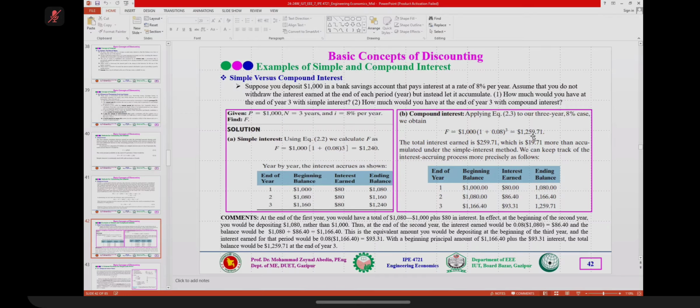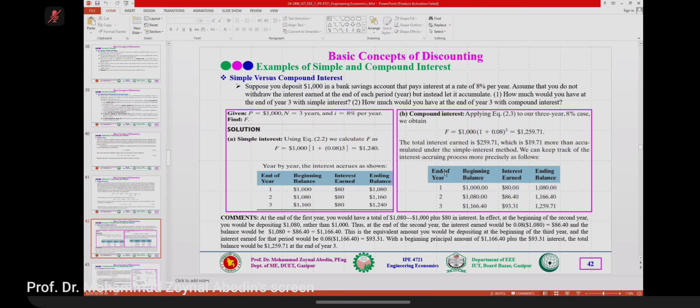If you see the difference here, that's only 19.71. With simple interest, the value was 1240. Here, it is 1259.71. So if you subtract, the difference is 19.71 more accumulation. We can keep track of the interest accruing process more precisely as follows.